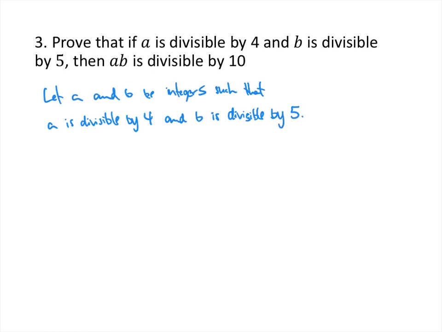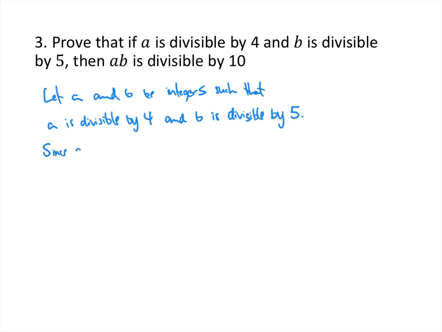So a good second step here, right? That's always a good first step. A good first step is to write down making the hypothesis true. And a good second step is to use the definitions of the words that were being used. So in this case, we're using the word divisibility, so we're asking ourselves, what does it mean to say that a is divisible by 4?